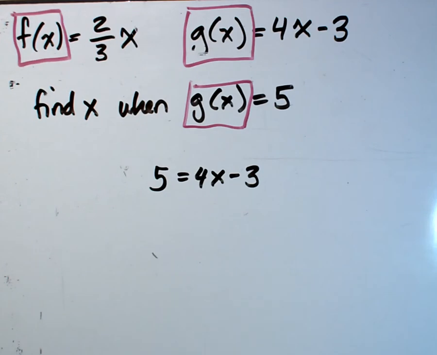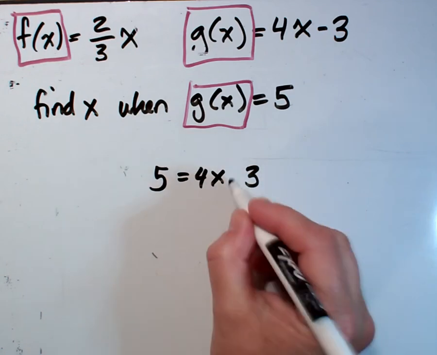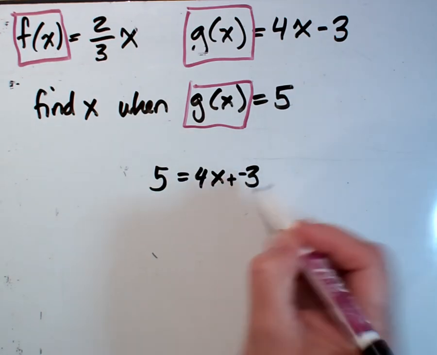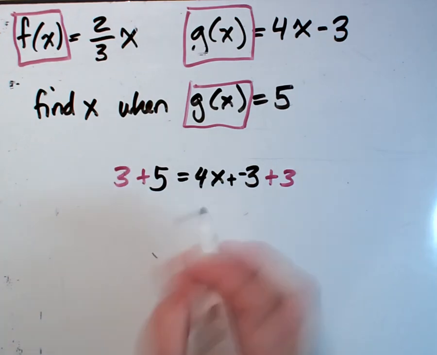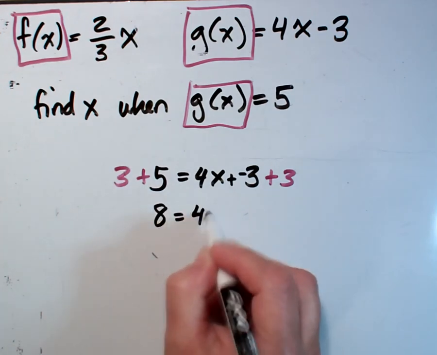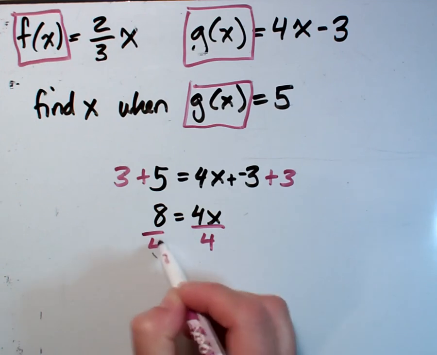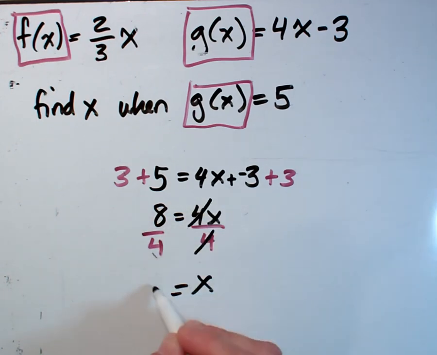And then you're going to solve that the way we've been solving before. I would probably replace that minus 3 with plus a negative 3. I got two terms here, so I'm going to add 3 to both sides. And I get 8 is equal to 4x. And then I'm going to divide both sides by 4. 4's cancel, and I get x is equal to 2.